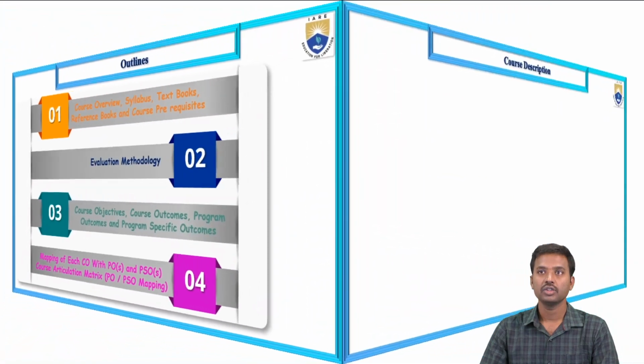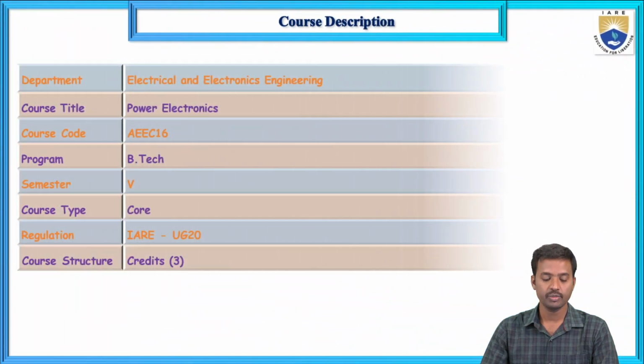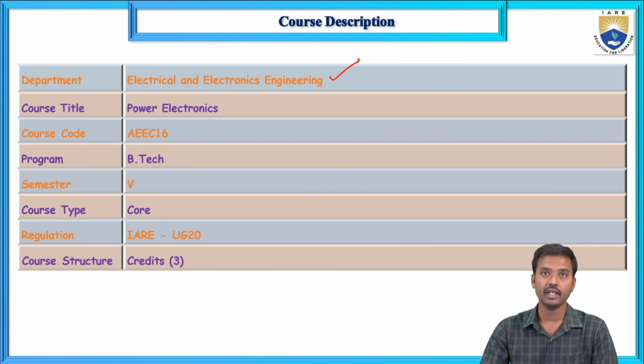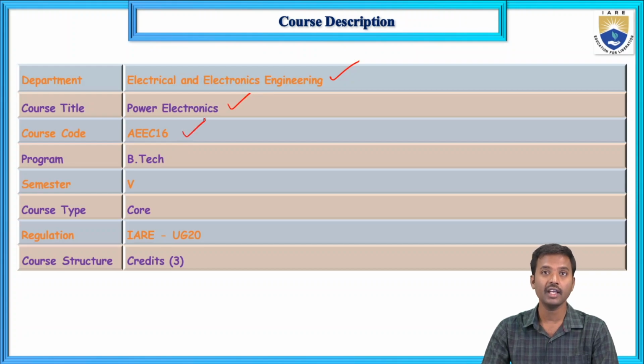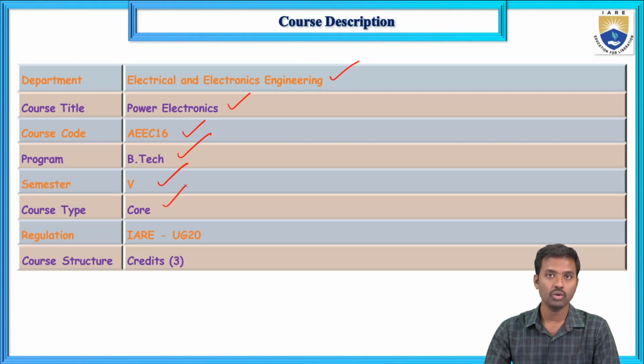Now, first, the course description. The department is Electrical and Electronics Engineering, the course title is Power Electronics, the course code is AEC16, the program is BTech and the semester is 5th semester. The course type is core, and the regulation is IARE UG 20. The credits for this subject are 3 credits, and there is a laboratory, power electronics laboratory.